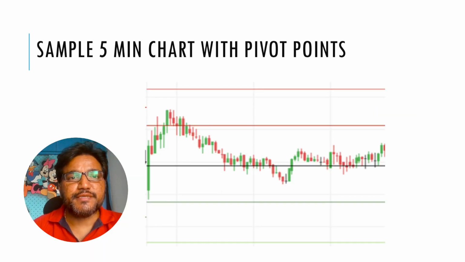Likewise, here is a sample 5-minute chart with pivot points. This is a candlestick chart shown in this picture. If you look, there are horizontal lines in different colors. The middle one, which is in black color, is called the pivot point. The one in red color just above the pivot point is called resistance 1. And the one in red color again above resistance 1 is called resistance 2. Similarly, there are green lines below the pivot point. The first green line just below the pivot point is called support 1, and the second green line below S1 is called S2.